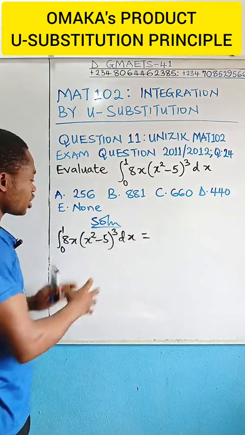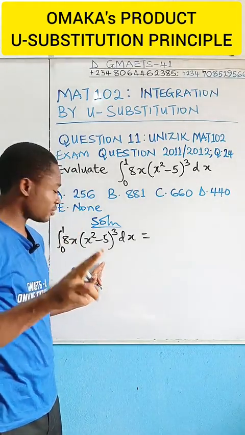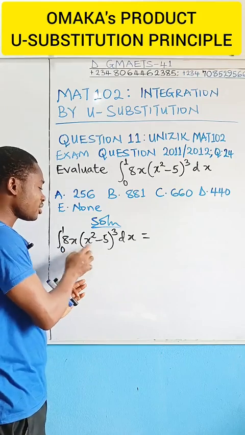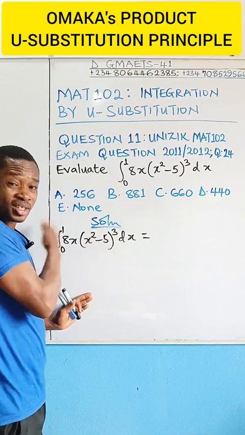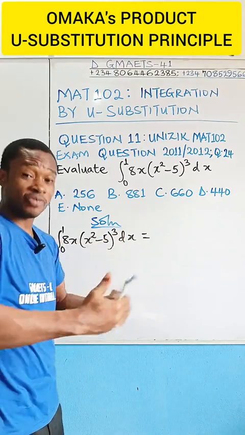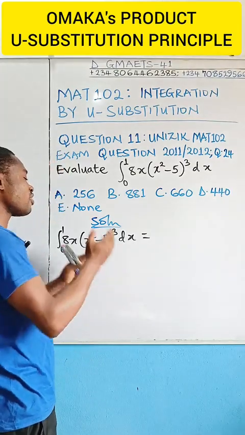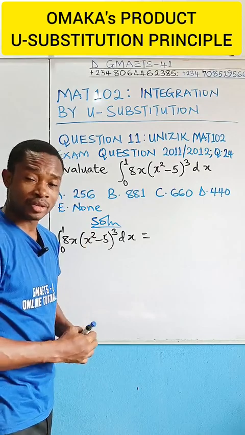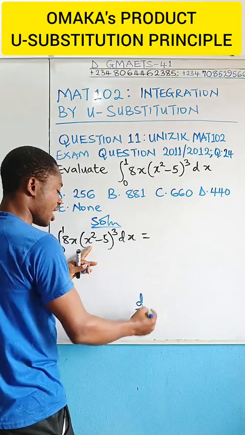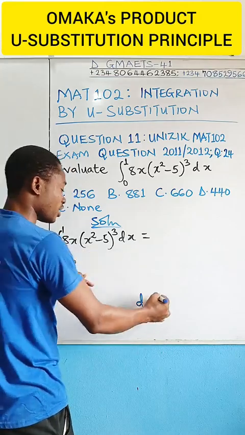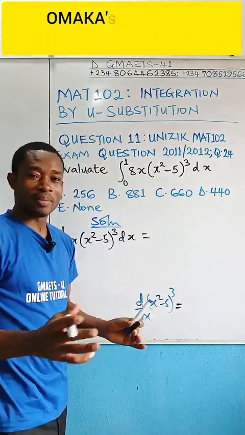Now, if you look at this term given to us, this integral is a product of two functions, right? We have x multiplied by x squared minus 5 all to the power of 3. 8 is a constant. Normally, it will come out of the integral sign before you start integrating. Now, all I have to do is to quickly check if I differentiate one of the terms, will I get the other one? If you differentiate this term with respect to x, this x squared minus 5 all raised to power 3, this is what you're going to get. Do your major minor derivative.